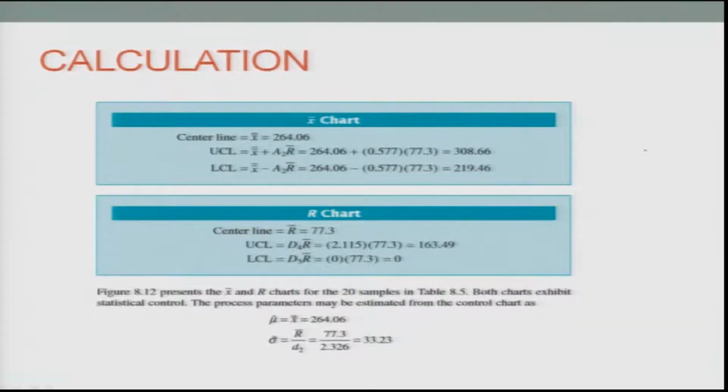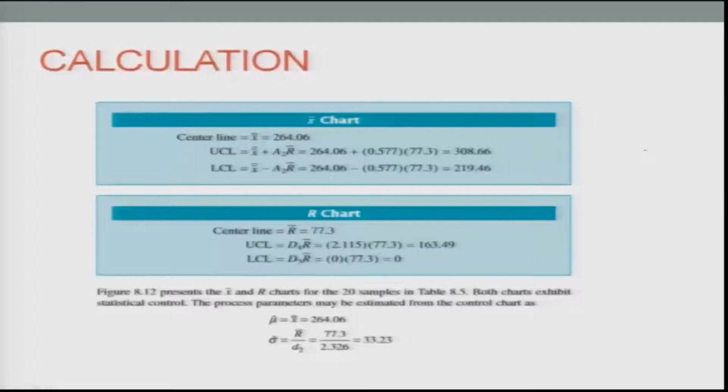If you compare the process parameters, they should be really close to the x double bar value for the mean. And for the sigma value, R bar divided by the small d2 value, depending on the sample size, comes out to be 33.23. If it is close to the overall population standard deviation, we know that the calculations and the process capabilities have been done as per the norm.